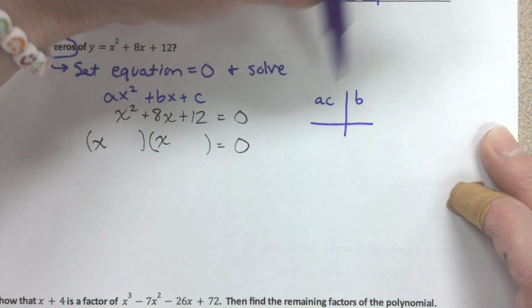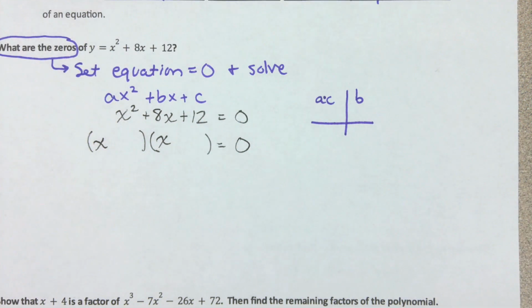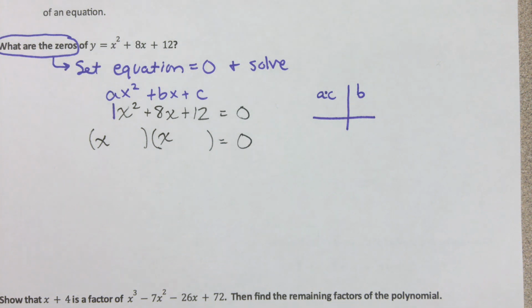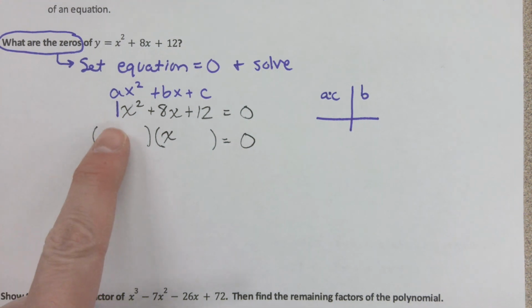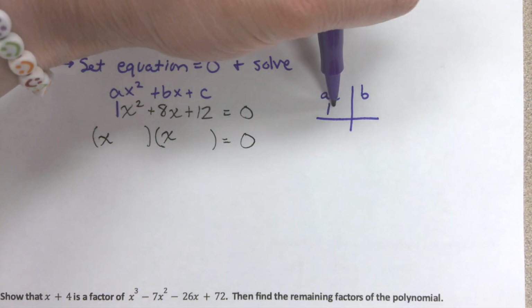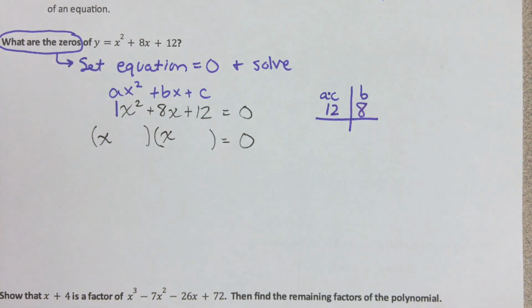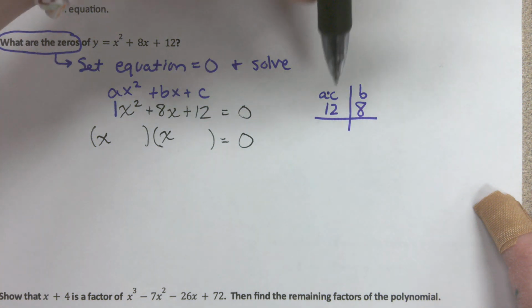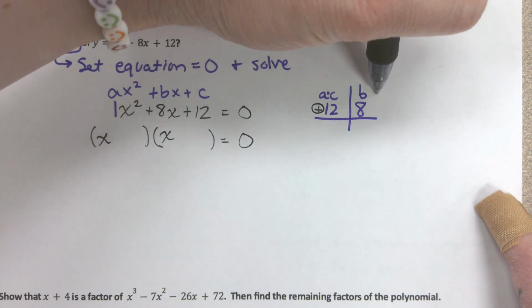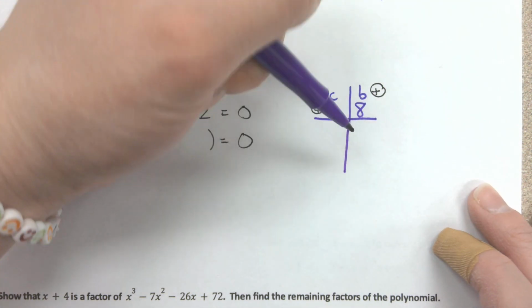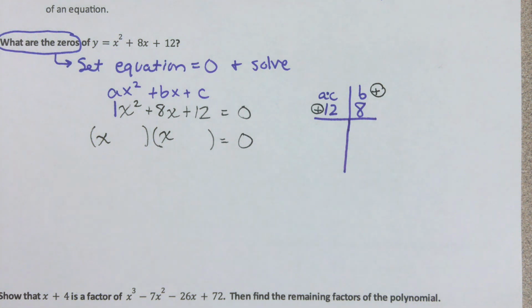Reminder, this is AC, this is A times C. We're multiplying those 2 together. In our problem, A is just 1, and that's the best kind of problem to have. It's the easier type. So we have 1 times 12, which is 12, and B in the middle is 8. Since the 12 is positive, we are going to be adding on the right side to get that number 8 there. Helps narrow down our options.